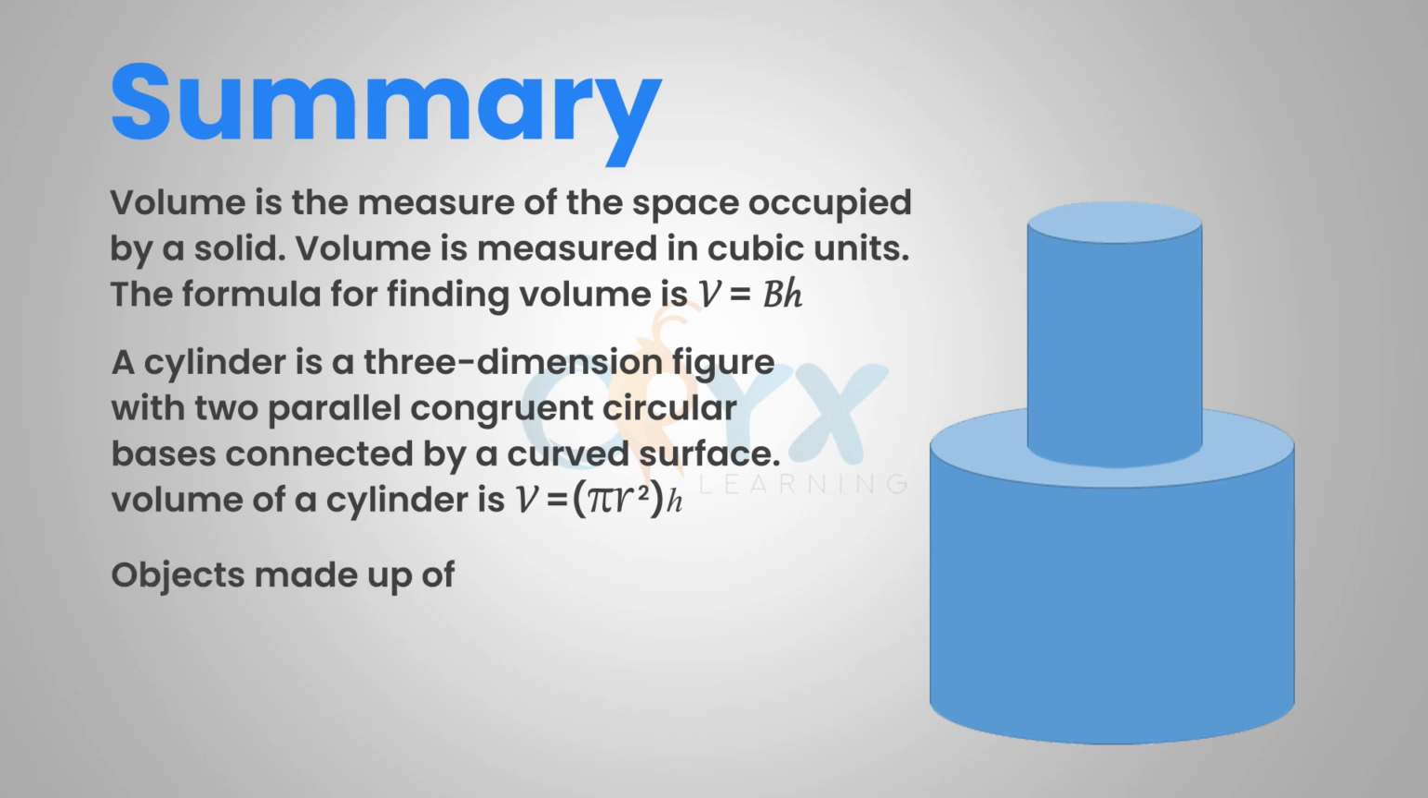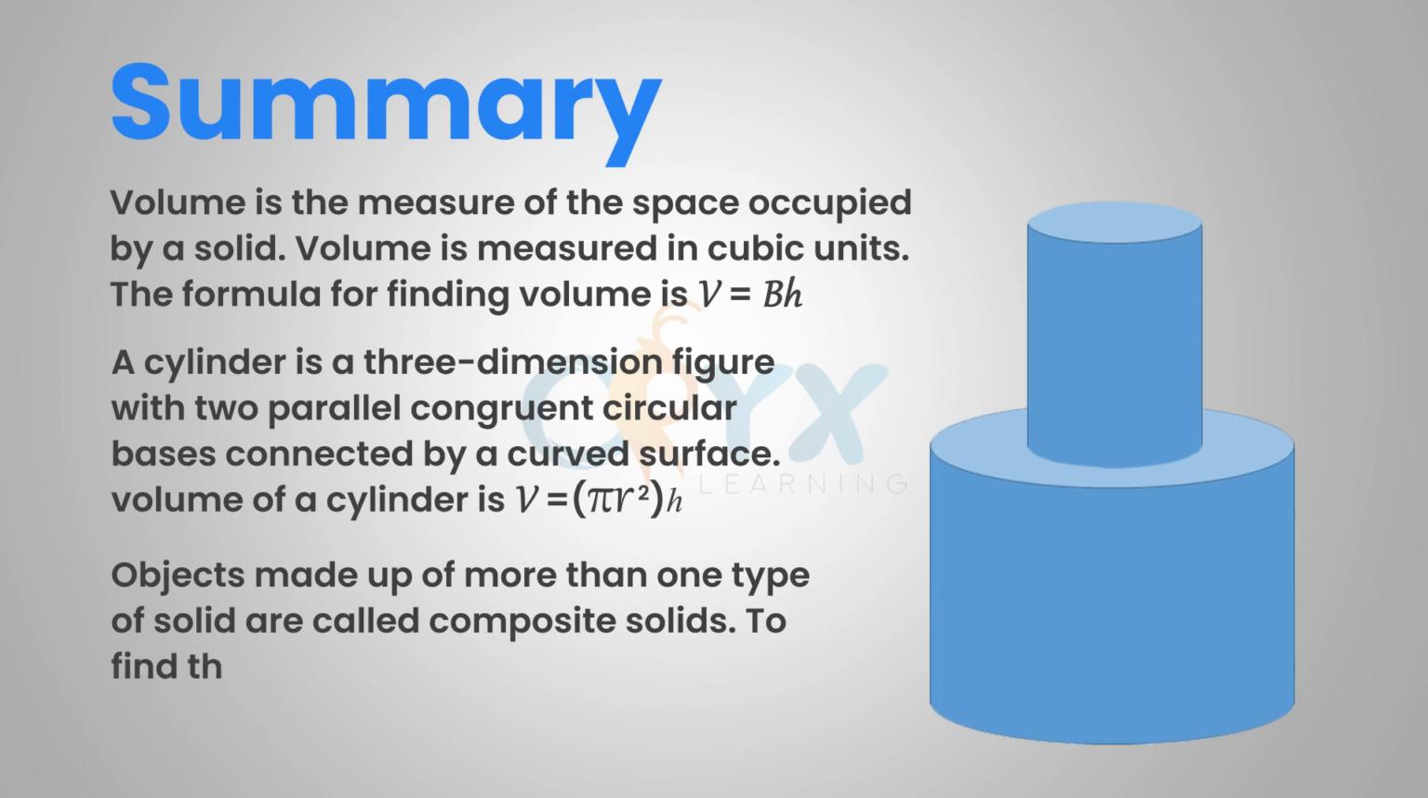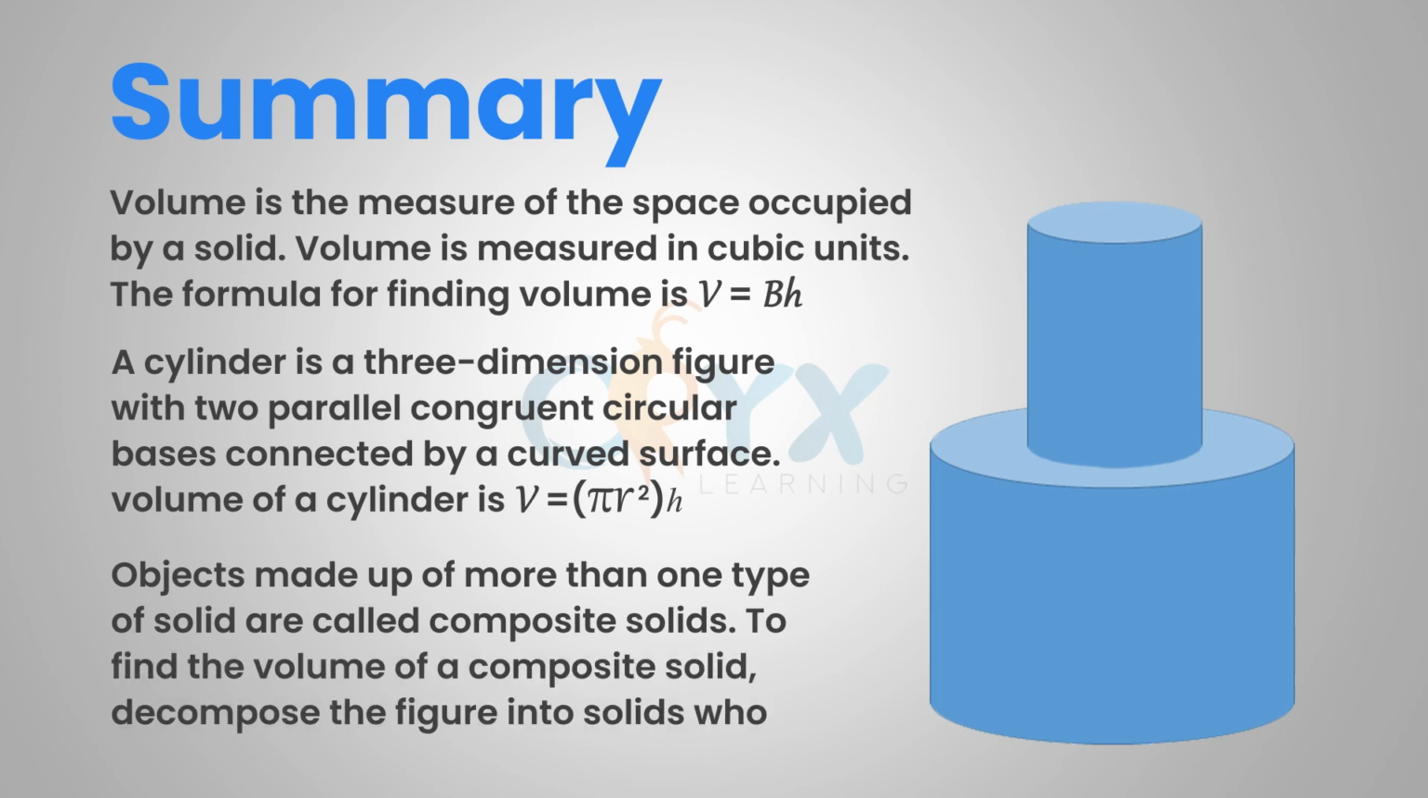Objects made up of more than one type of solid are called composite solids. To find the volume of a composite solid, decompose the figure into solids whose volume you know how to find.